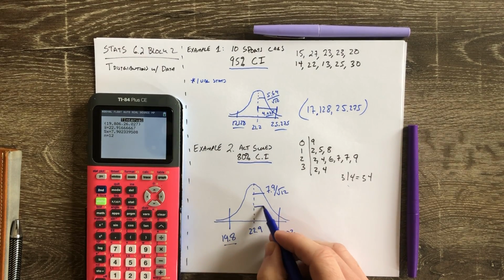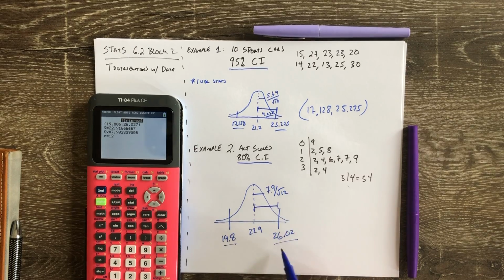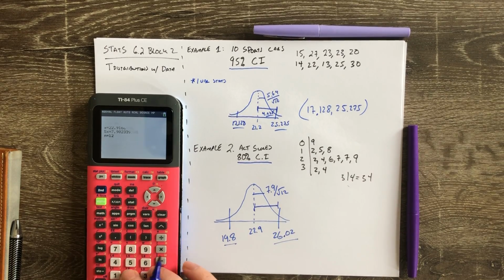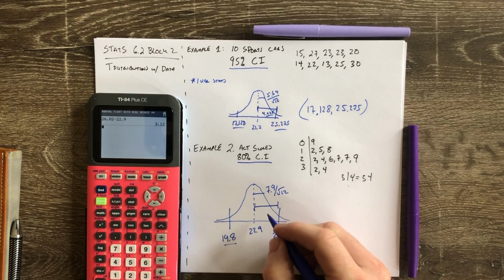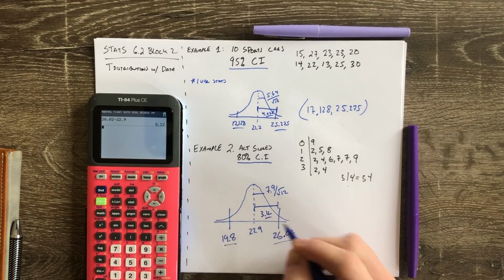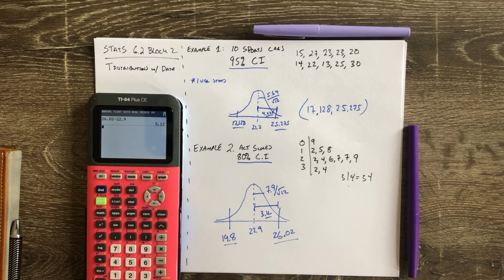Let's figure out what the margin of error is real quick. The margin of error is going to be this minus this. So if I do 26.02 minus 22.9, the margin of error will be 3.12. Right? So you can kind of work backwards to find out what the margin of error is and all that good stuff.